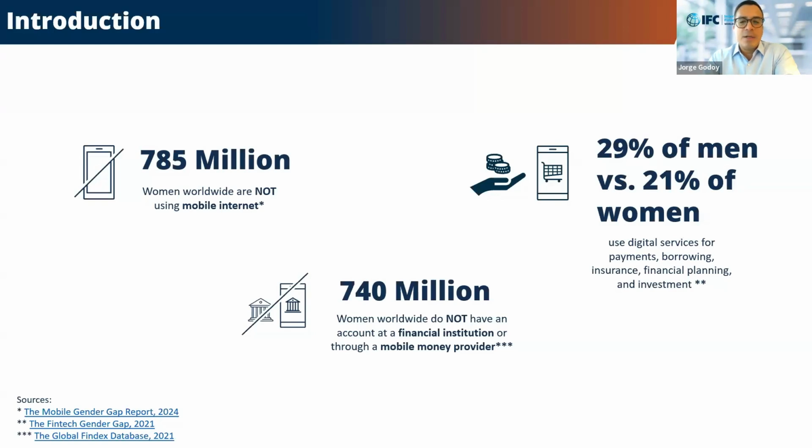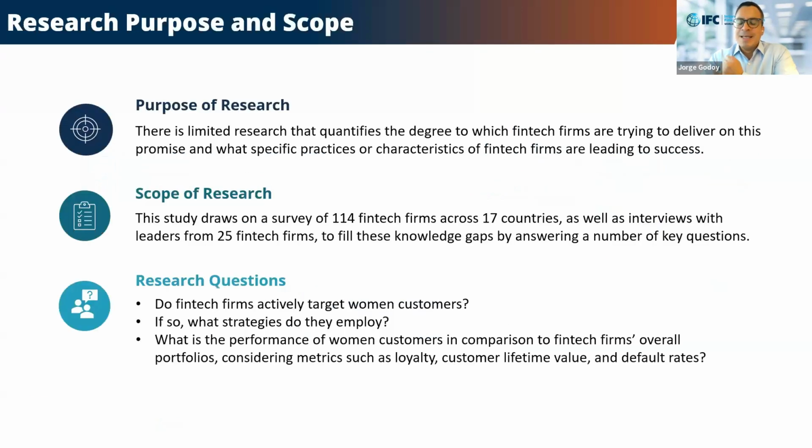For example, in low and middle income economies, 66% of women use mobile internet compared to 78% of men. We're talking that 785 million women remain unconnected. And what happens with this issue and what is the bottom line of this? We will see that we still have 740 million women without access to an account from a financial institution or a mobile service. So what led us to launching this report, and what was the main objective behind it?